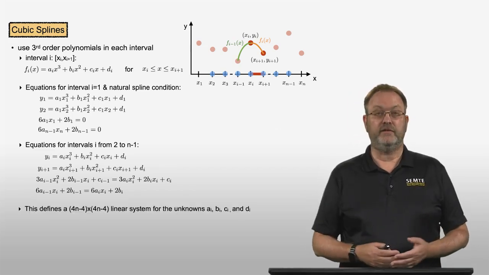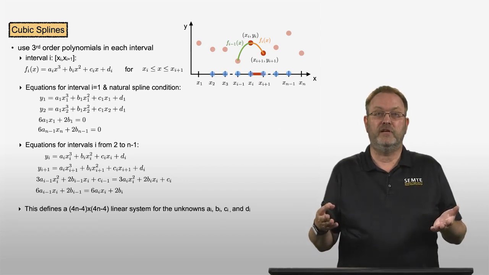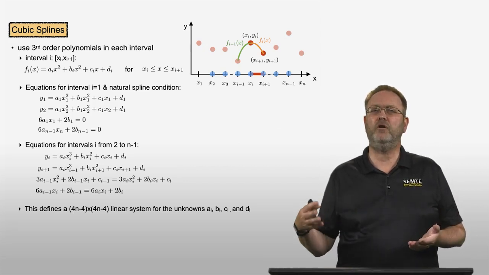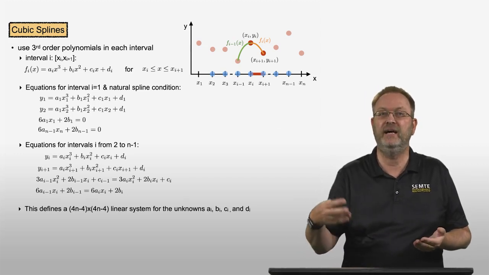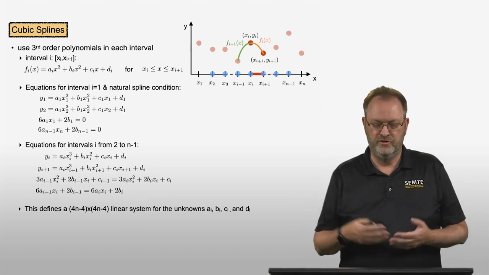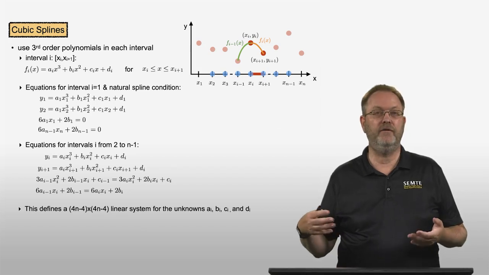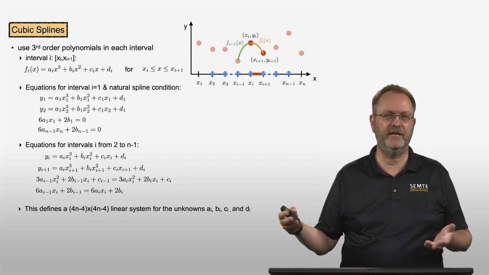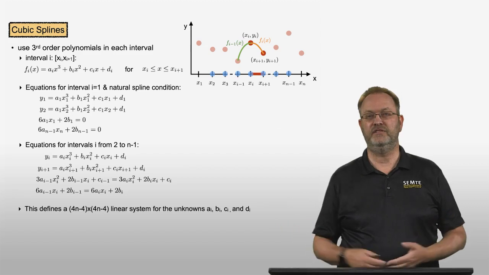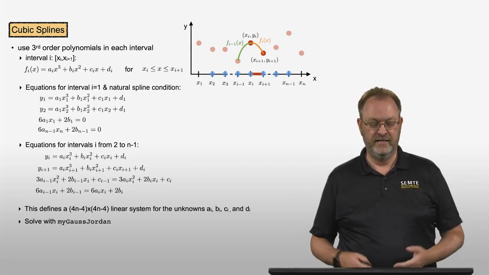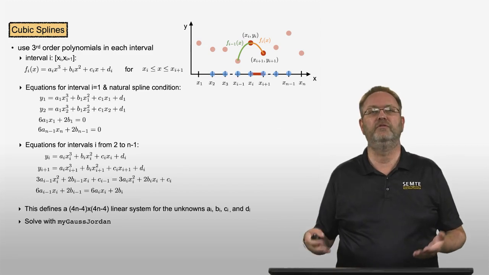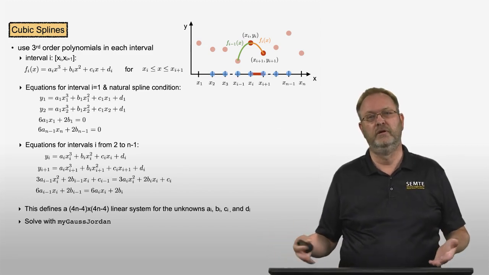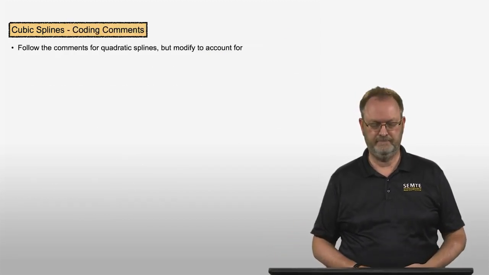If we look at these equations, fortunately, those are all linear equations with respect to the unknowns, the ai, bi, ci, and di. So it's a 4n minus 4 by 4n minus 4 linear system for the unknowns that we typically have to solve numerically. And how do we do this? Well, using my Gauss-Jordan with partial pivoting.